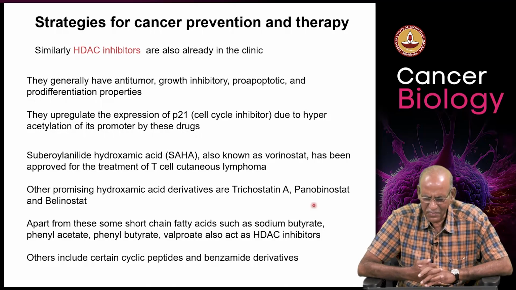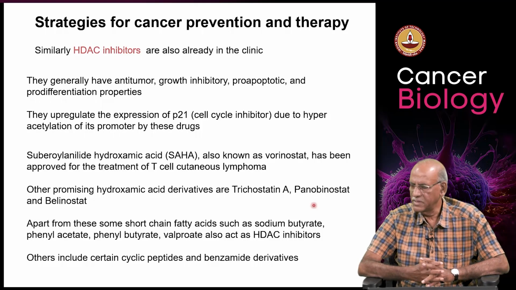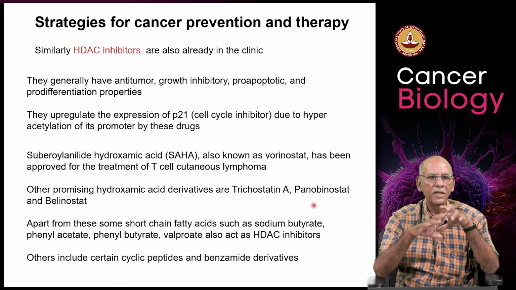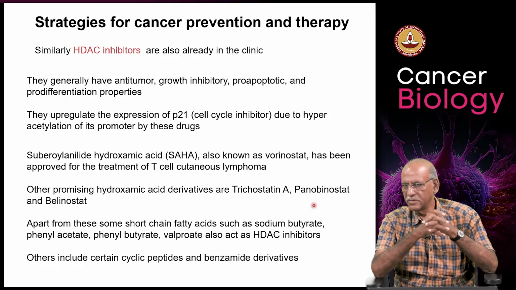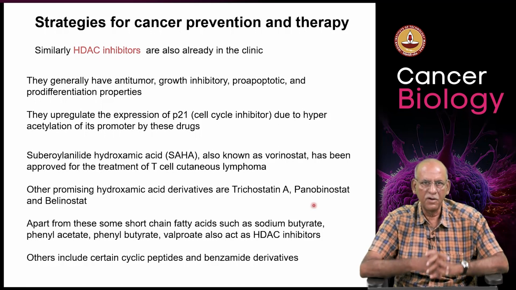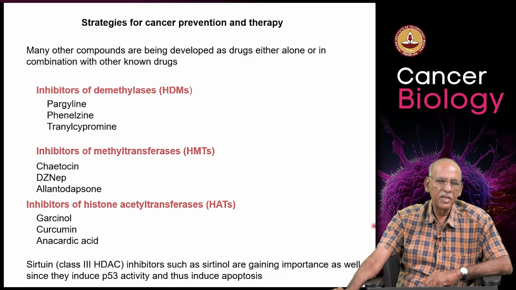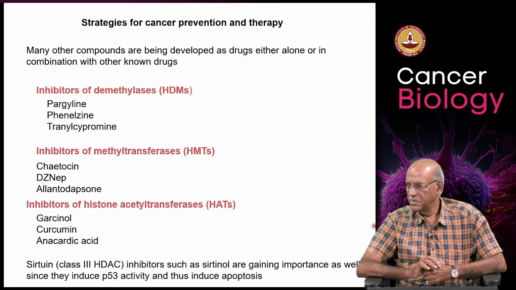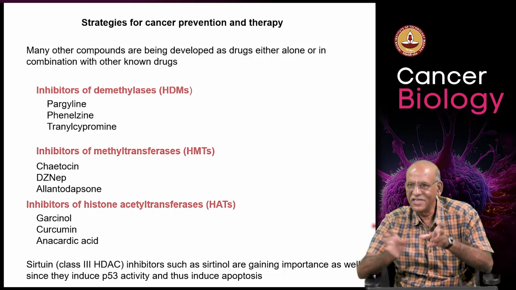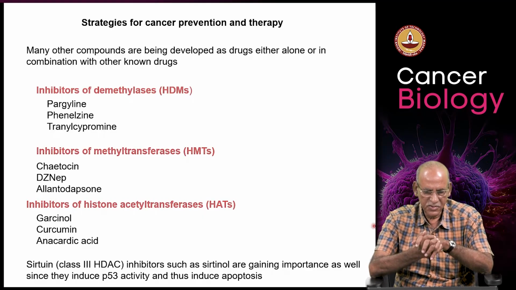There are also other compounds like some cyclic peptides and benzamide derivatives, which can also act as HDAC inhibitors. Here we are just talking about HDAC inhibitors because they are already approved in the clinic. So, HDAC inhibitors are an important class of compounds. There are other compounds because we have talked about methylation, demethylation, acetylation and deacetylation. So, any compounds which interfere with these processes will be useful in one way or other. So, that is what we are showing here.